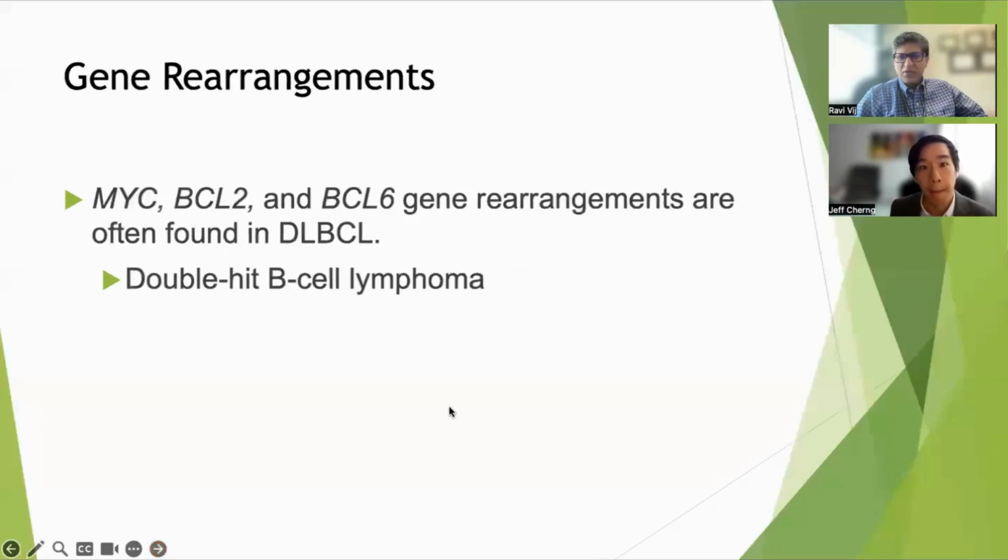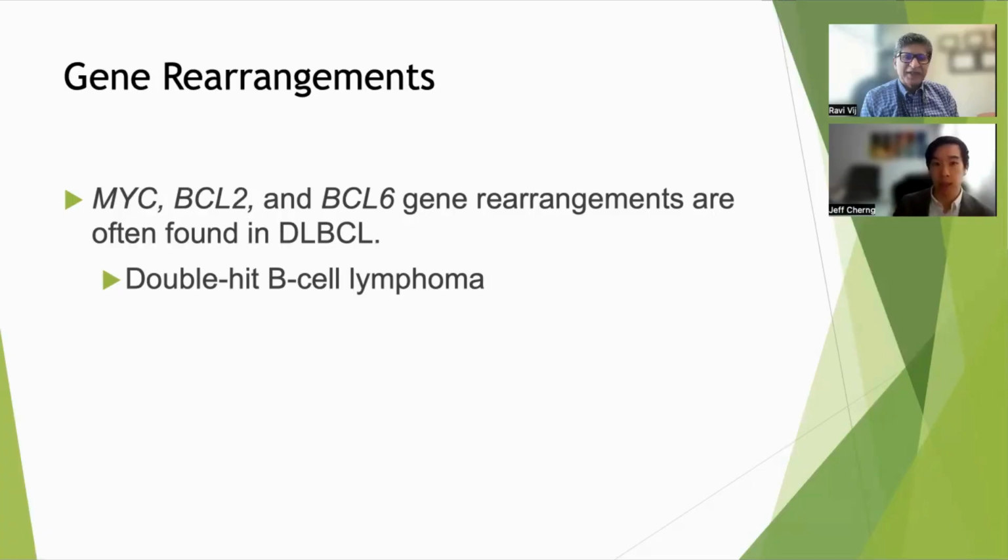So what seems to have had some implications in treatment decision making is the gene rearrangements. So can you educate our audience about how this factors in, and then we'll discuss some of the options for treatment? Yes, certainly. So it should be standard practice for any patient with newly diagnosed DLBCL to have FISH testing, or fluorescence in situ hybridization, to look for chromosomal rearrangements involving the genes MYC, BCL2, and BCL6.